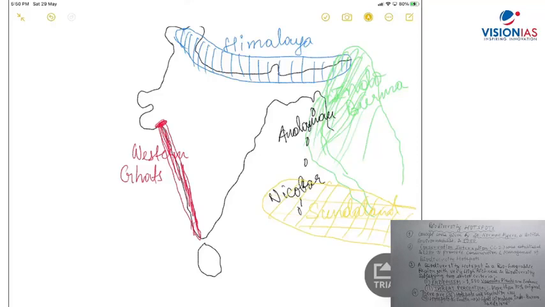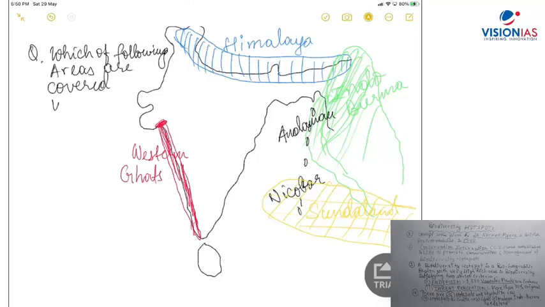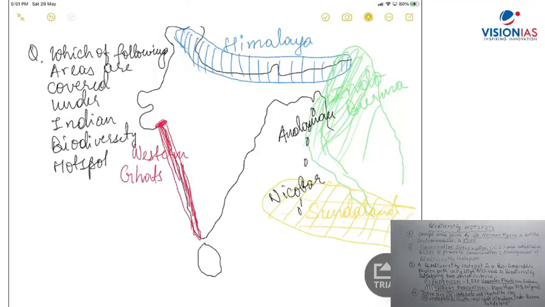So let's say, for example, a very simple question. Which of the following areas are covered under Indian biodiversity hotspot? Let's say if I give you this kind of question, these are all factual questions, geography based. Which of the following areas are covered under Indian biodiversity hotspot?